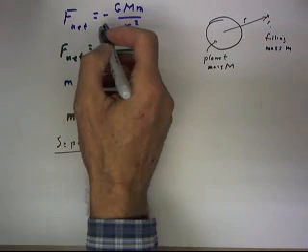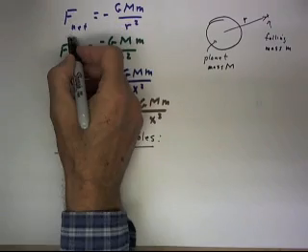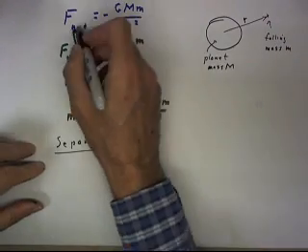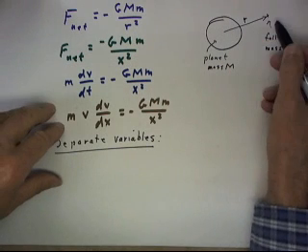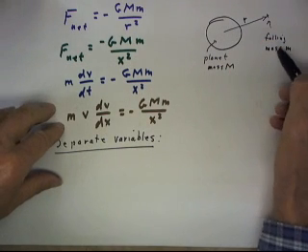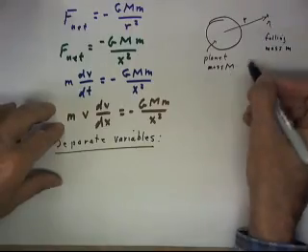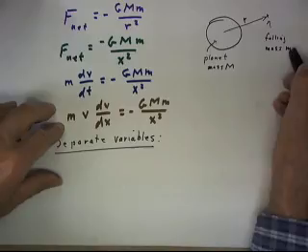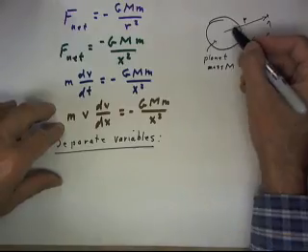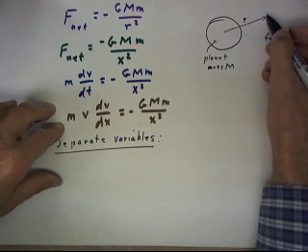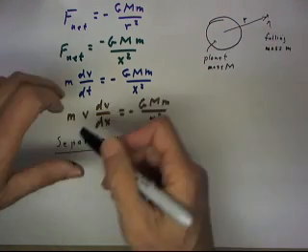Let's consider another example with a more substantial net force function. This function describes the net force on an object of mass m, which is falling toward a planet of mass big M. So the falling object has mass little m, the planet has mass big M, and r is going to represent the distance, the changing distance of the falling object from the planet.